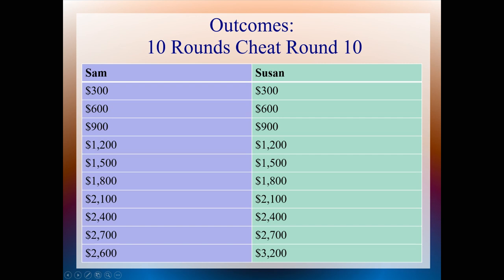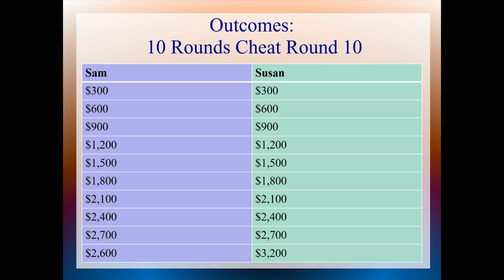So Sam cooperates each turn, Susan cooperates each turn. After 9 turns, they both have $2,700. There's 1 turn left. And on that turn, Sam keeps up. He says, I'm cooperating, and Susan cheats. So she gets an extra $500, and Sam loses $100. So Sam lost 100, he ended up with 2,600, and Susan ended up with 3,200. Well, 3,200 is better than 3,000. So Susan was better off cheating in round 10.